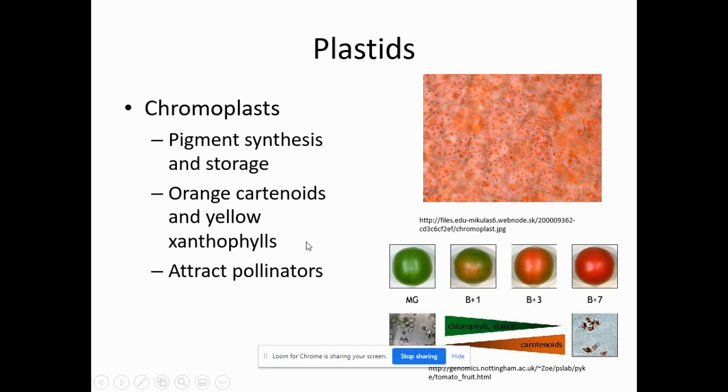cells. All right, another type of plastids, you have chromoplasts that create and store pigments, just not chlorophyll. So they store pigments, they produce pigments, just not chlorophyll. The pigments can be orange carotenoids, yellow xanthophylls. Well, what's the purpose of these pigments? Well, some of them can absorb sunlight, but they also can give the plant or the fruit color to attract pollinators.